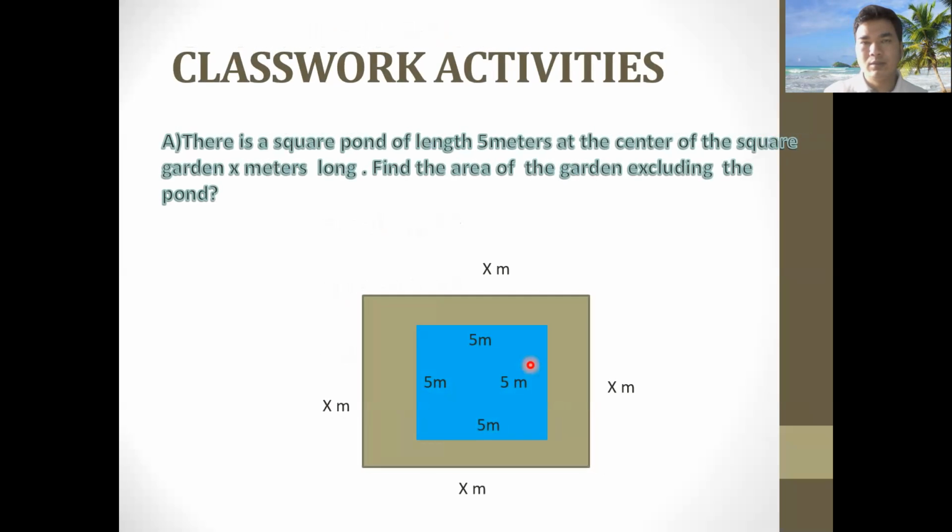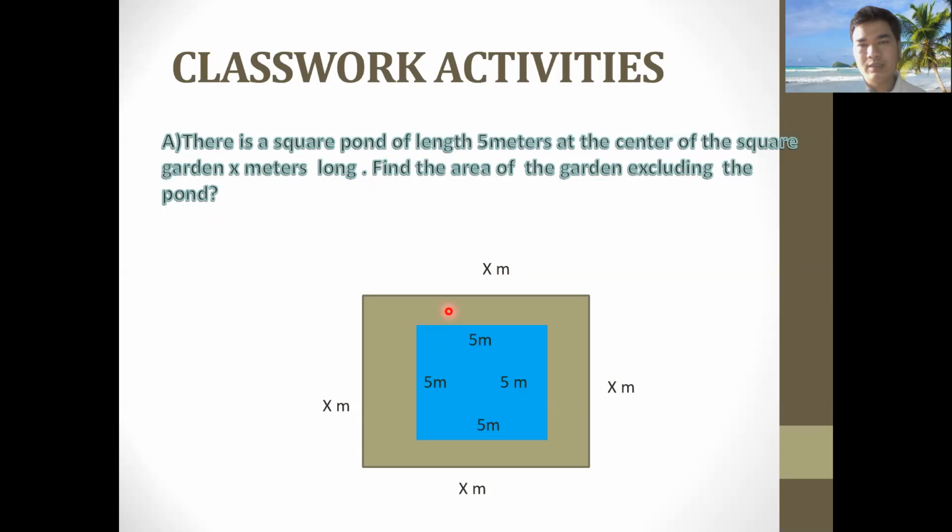See here, and this is today's classroom activities. Okay, I hope you will do it together with me. There is a square pond of length 5 meter at the center of a square garden x meter long. Find the area of the garden excluding the pond.